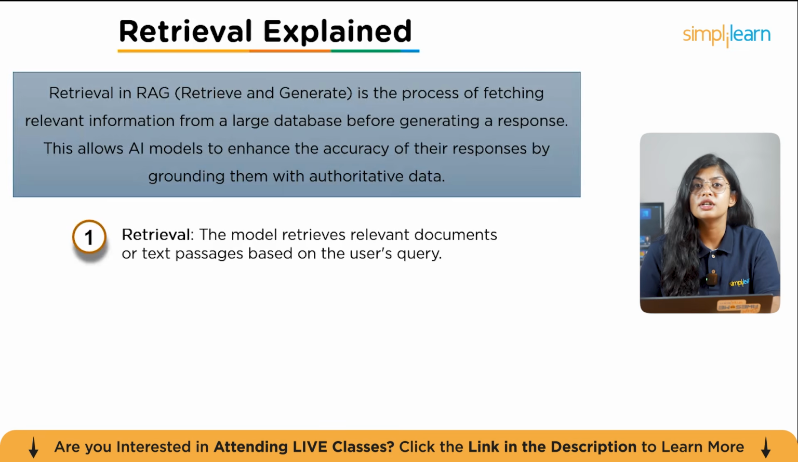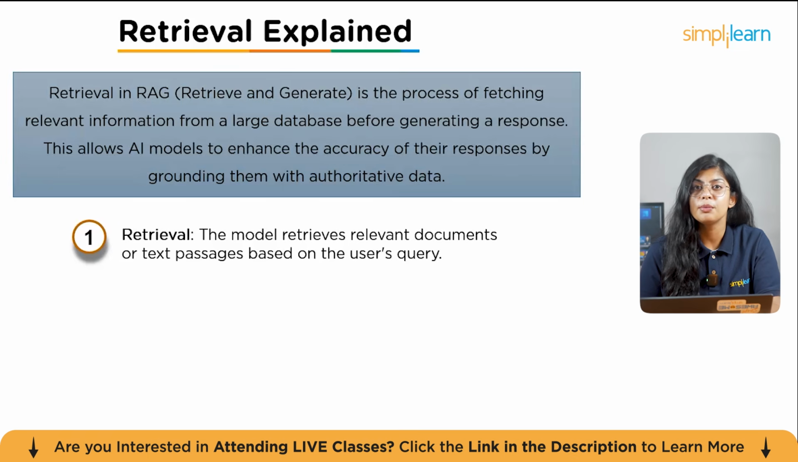Now let's look at the first step, which is retrieval. In this step, the model retrieves relevant documents or text passages based on the user's query. So when a user asks a question, the system searches through the stored data and selects only the information that is related to that question.